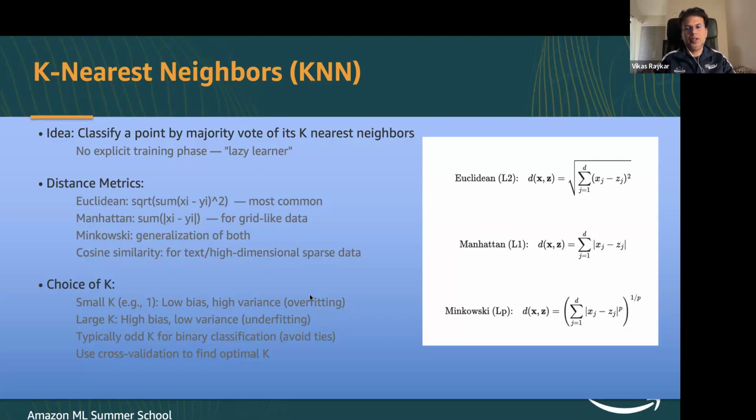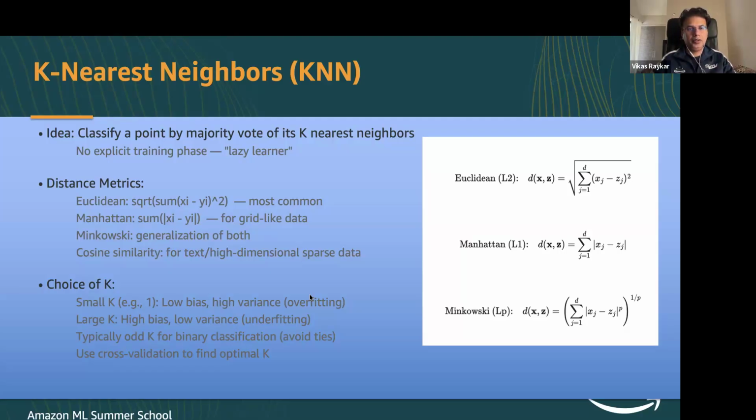How you define a point's neighbors depends upon the distance metric you use. Most commonly used are the Euclidean distance metric, or you could use the Manhattan distance metric, or the Minkowski distance metric, or sometimes people use the cosine similarity.